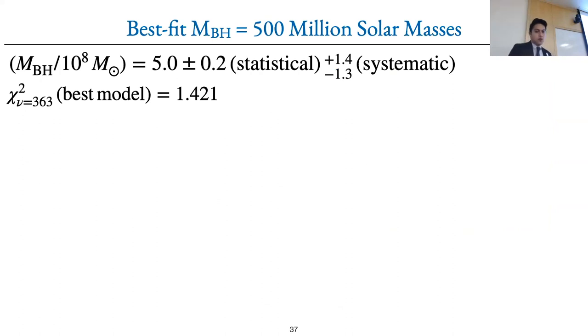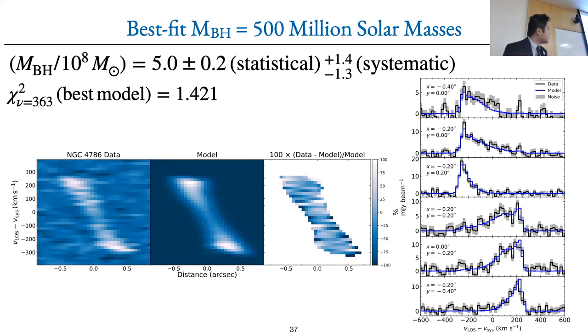So again, a good fit, but not statistically acceptable for 363 degrees of freedom. So we can take a quick look at the different visualizations here. We have the line profiles on the right side, again, with the models in blue and the data in black. We can see that in the data, there are small scale, channel to channel variations in the cube, that while our models can get the overall shape right, we just can't reproduce those fine details that well.